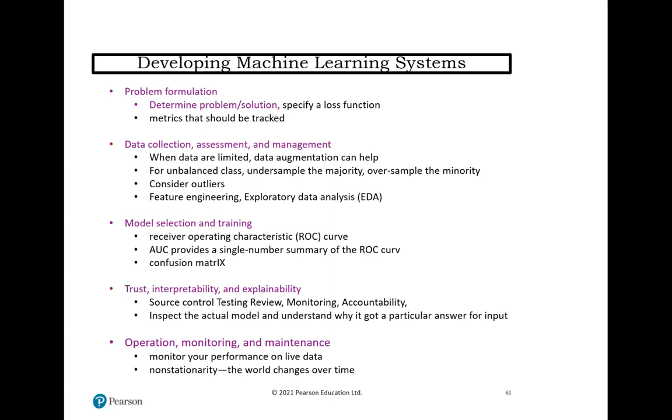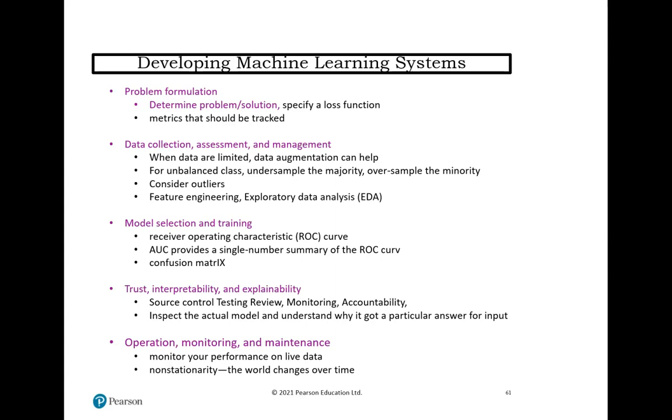If you have imbalance in your class distribution, you have to deal with that by undersampling the majority class or oversampling the minority class. Consider outliers and see how you're going to deal with them. Again, feature engineering, if you can think of some features as combinations of the original features that could help the classifiers, this would be a good time to add them to your training data.